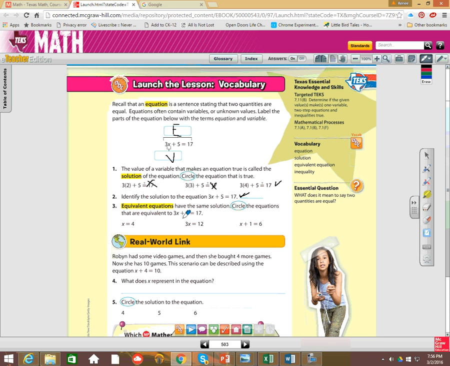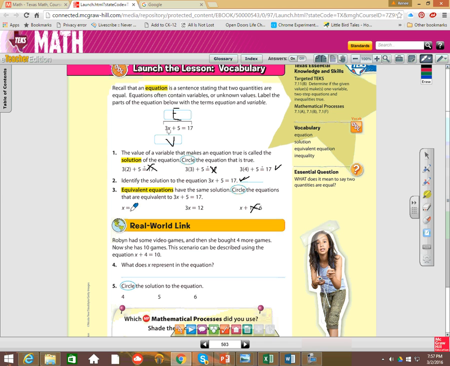Here we have equivalent equations have the same solution. Circle the equations that are equivalent to 3x plus 5 equals 17. So one of these equations will not be equivalent. So what did we find out x is? We noticed x was 4. So you know x is 4. 3x is 12. If you put 4, 3 times 4 is 12, so that's equal. You put 4 plus 1 is 5, so that's not equal. Okay? So it's saying here in number 3 that x is equal to 4, so that's true. 3 times 4, with the 4 being x, is 12, so that's true. So the one that's not circled is this one.